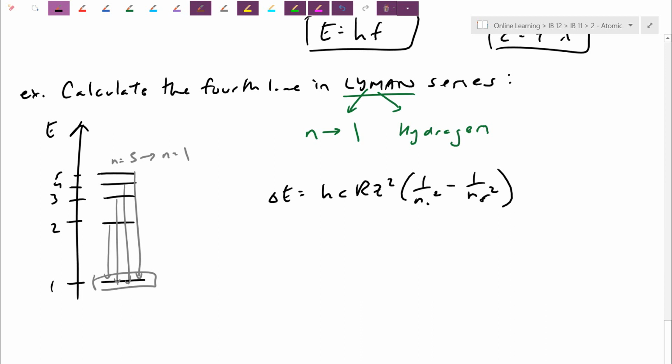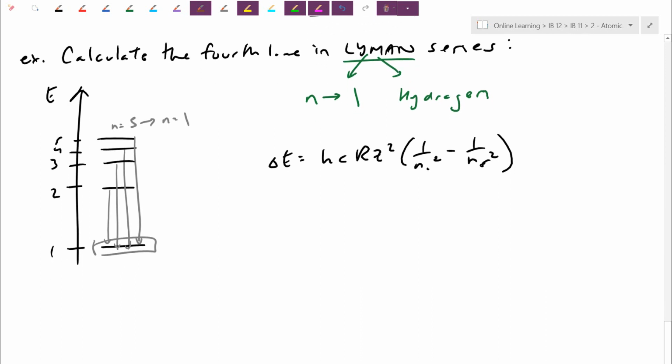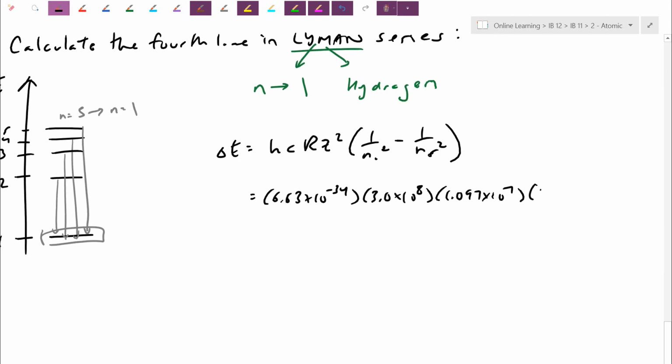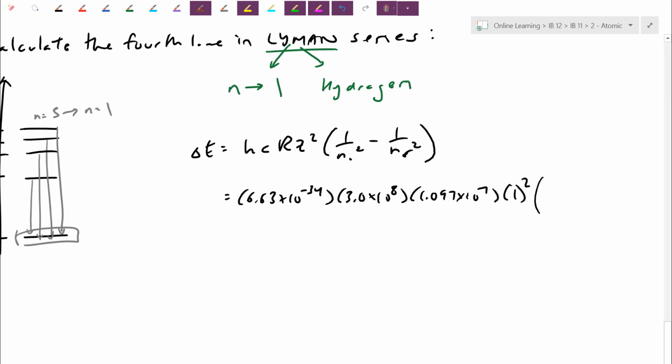All right. So I'm going to try it out. We basically know all these other constants. So 6.63 times 10 to the negative 34. Speed of light is 3 times 10 to the 8. Rydberg constant 1.097 times 10 to the 7. These are all in SI units here. Z is atomic number 1. And then we're going to punch in just our 1 over Ni squared minus 1 over Nf squared here. I want to start from shell number 5 and I want to go down to shell number 1.